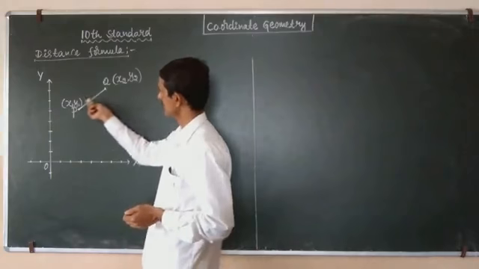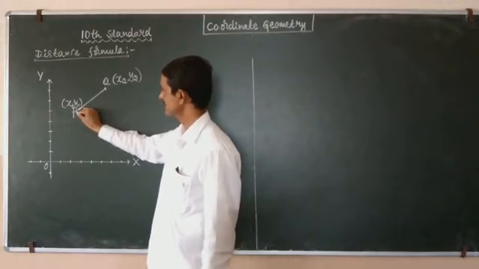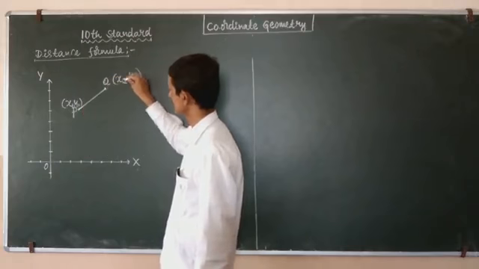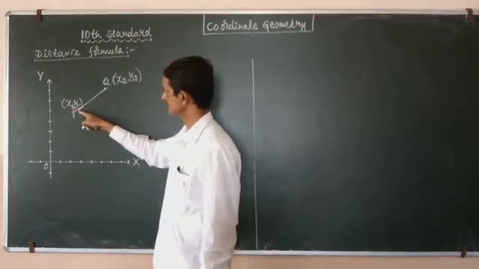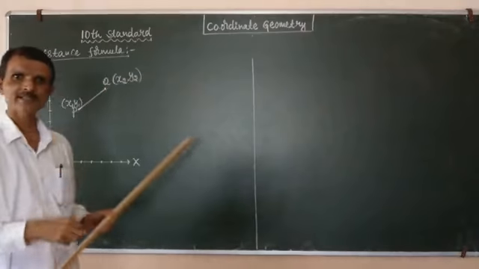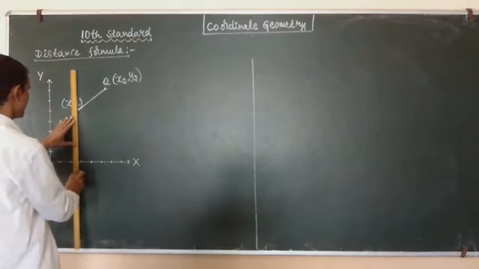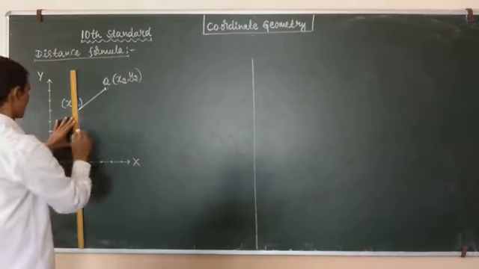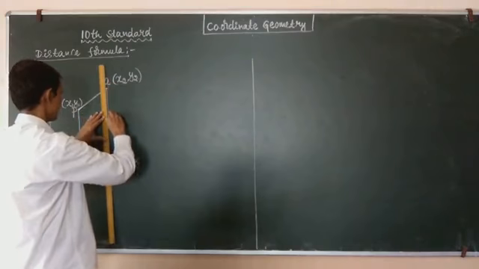Students, if you observe, there are two points in a Cartesian plane. The first one is P with coordinates x1, y1, and another point is Q with coordinates x2, y2. We have to find the distance between these two points P and Q. For this, students, we have to draw perpendicular lines from points P and Q to the x-axis. Now I will draw the perpendicular lines from point P and also from point Q to the x-axis.